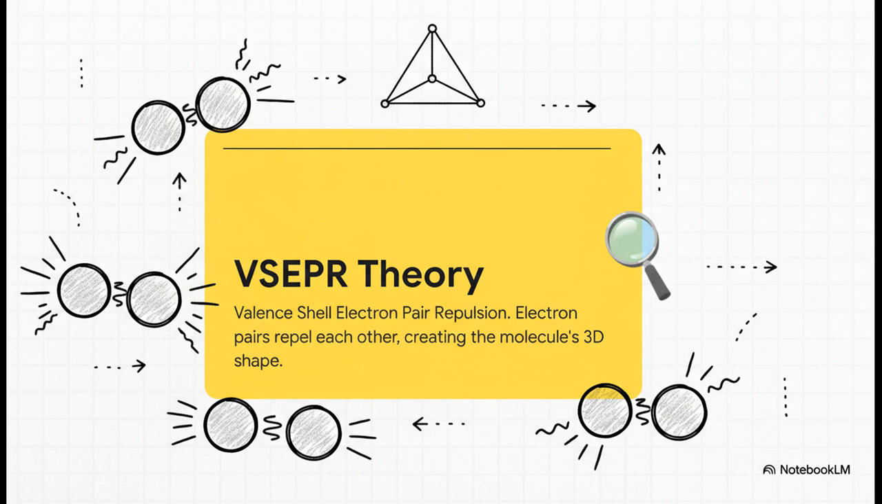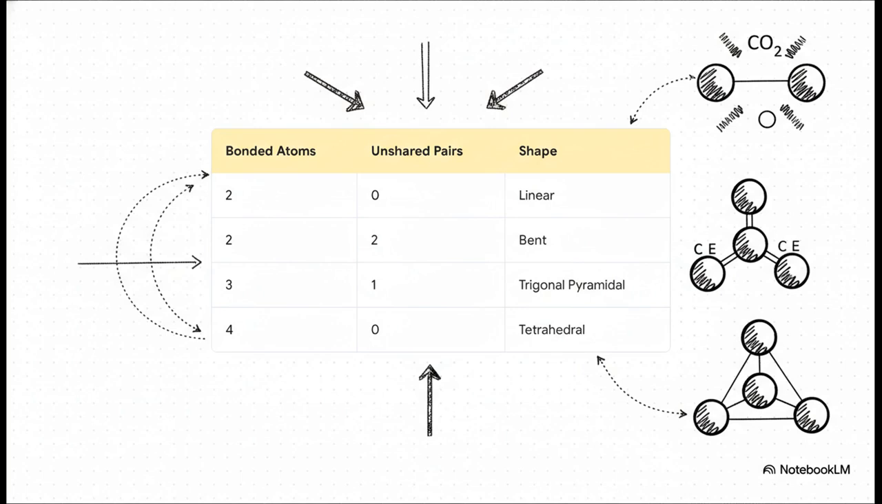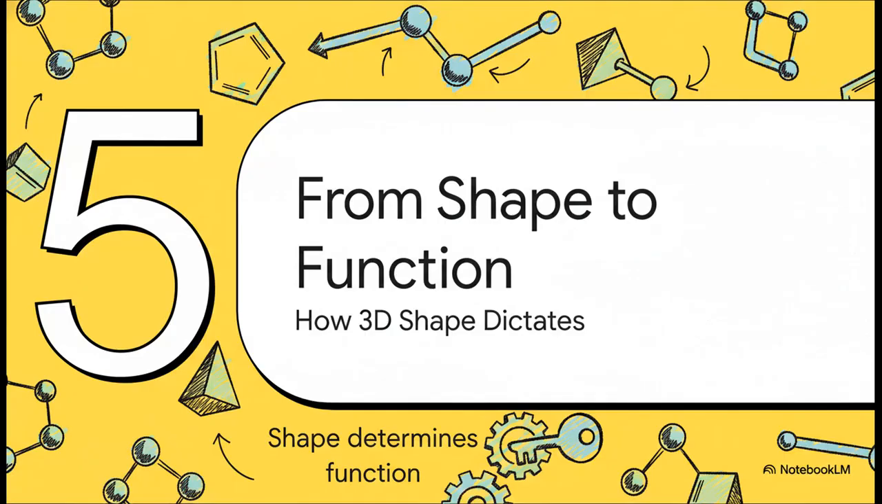That's it. And what's so cool is that this one simple rule of repulsion lets us predict the shapes of molecules with amazing accuracy. This table just shows a few examples. Depending on how many atoms are attached and how many unshared pairs of electrons are doing the pushing, you can know for sure if the molecule is going to be straight or bent like water or a pyramid or that tetrahedral shape we just saw. It's all predictable.